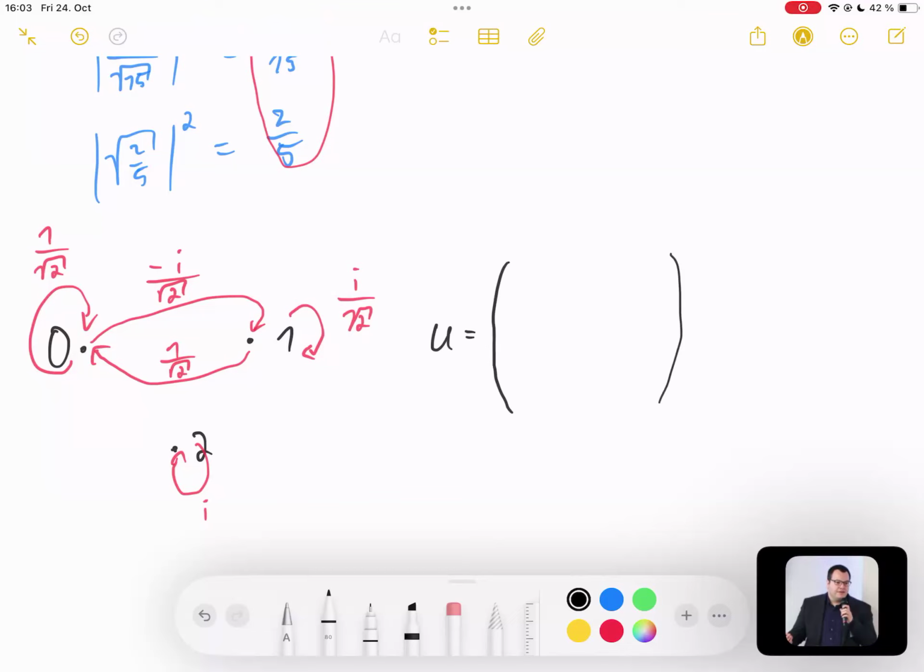And we again put the columns there, 0, 1, and 2, and 0, 1, and 2. The first entry is the loop in 0, which is 1 divided by the square root of 2. Then 0 has an incoming edge from 1, which is also 1 divided by the square root of 2, and none from 2.